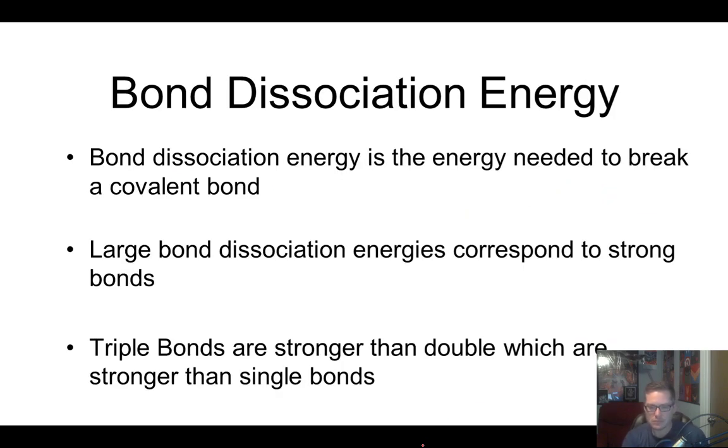All right. Last little bit in this part is bond dissociation energy. Bond dissociation energy is the energy it takes to break a covalent bond. So you've been lied to in biology. You were told that breaking bonds releases energy, probably when you talked about ATP. That's not true. What actually happens is that in order to break a bond, you have to put energy into it. And so the stronger the bond, the more energy it takes to break it.